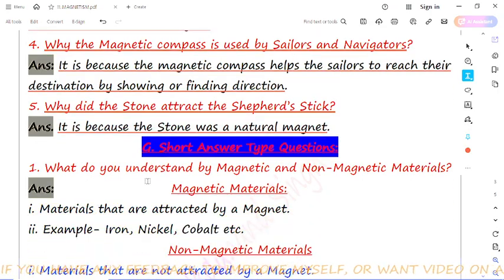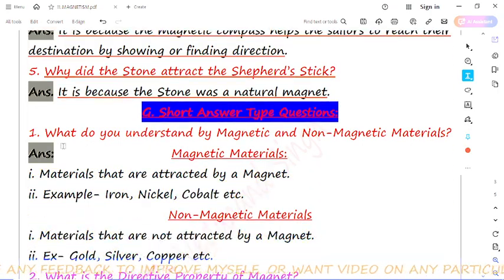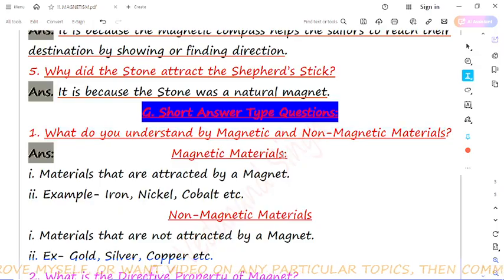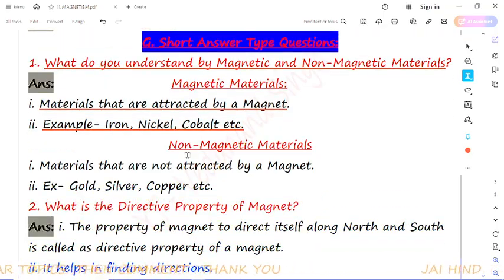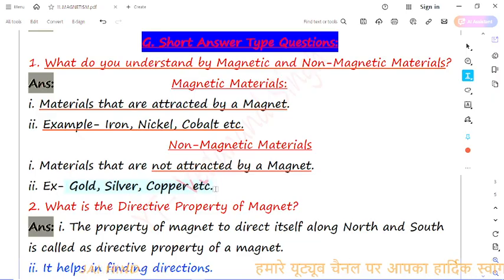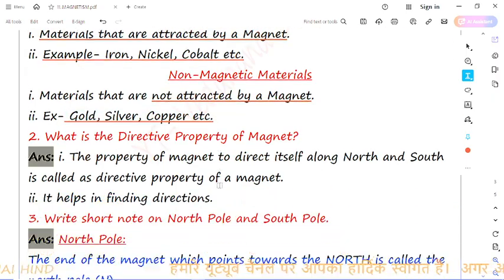The next are the short type questions. The first question is, what do you understand by magnetic and non-magnetic material? First, magnetic material: the materials that are attracted by a magnet. Examples are iron, nickel and cobalt. Now the next is non-magnetic materials. Non-magnetic materials are those which are not attracted by a magnet, like gold, silver and copper.